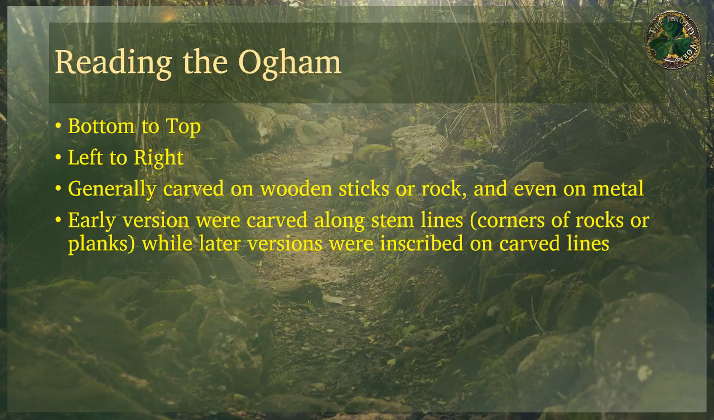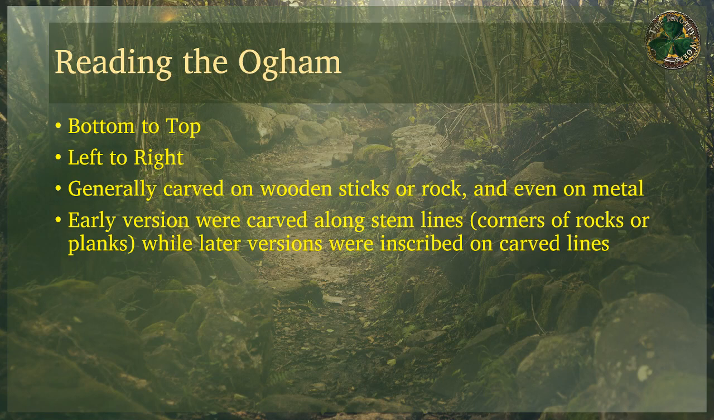The reading of the Ogham is from bottom to top, from left to right. They're generally carved on wooden sticks or rock, and even on metal. Again, most of our evidence of the existing use of the Oghams is on rock because rock doesn't degrade as quickly over time as wood would. So there really isn't a lot of evidence of how they were used on wooden sticks. Mainly it's on rock. From my understanding, they were used as territorial markers, graves to an extent, and such like that.